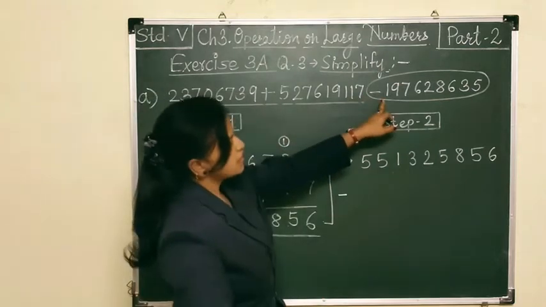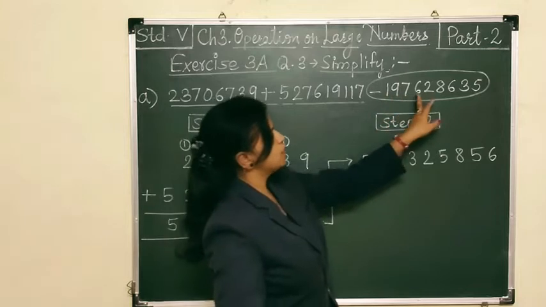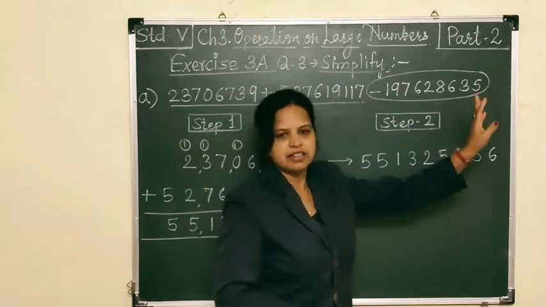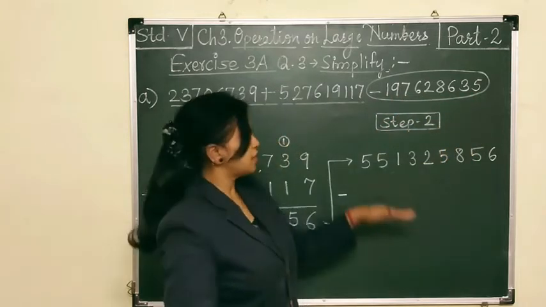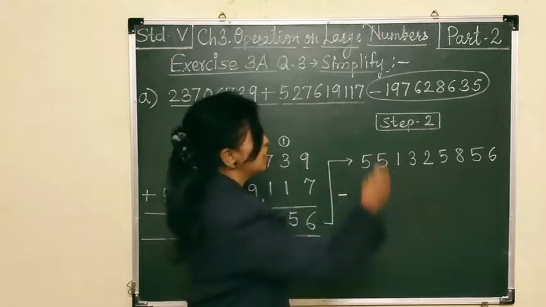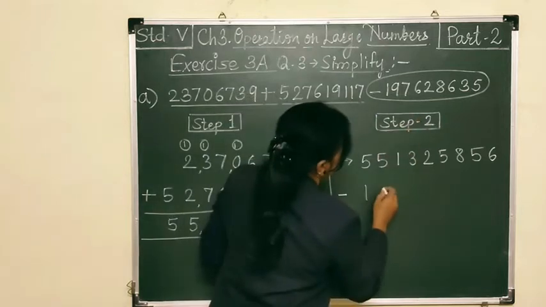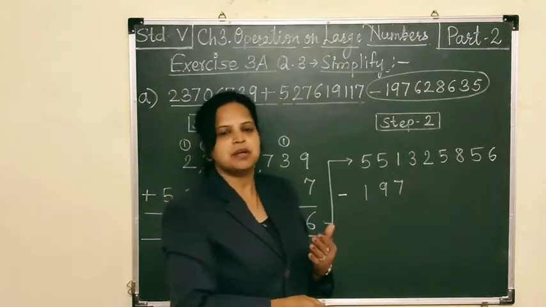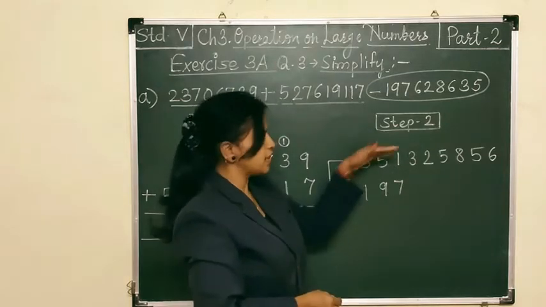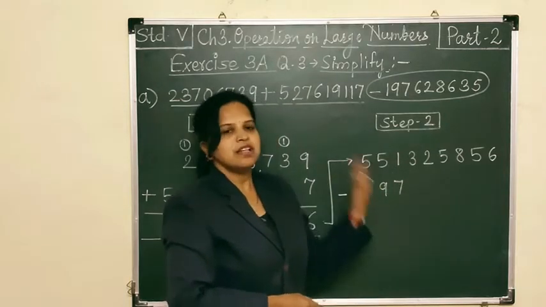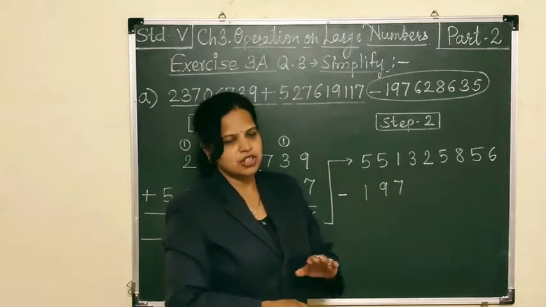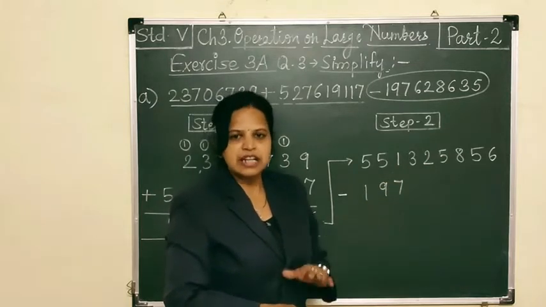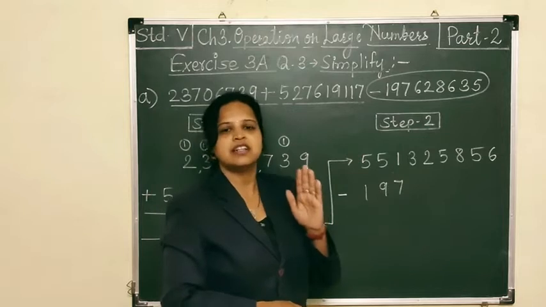We have to subtract the third number, which is 1, 2, 3, 4, 5, 6, 7, 8, 9. See, both are 9 digit numbers, so there is no confusion. We can write it below this. See, 1, 9, 7. If both are same digit numbers, there is no confusion for writing them one below another. But if one is 5 digit, other is 6 digit, if one is 7, other is 8 digit number, then we should write it carefully.